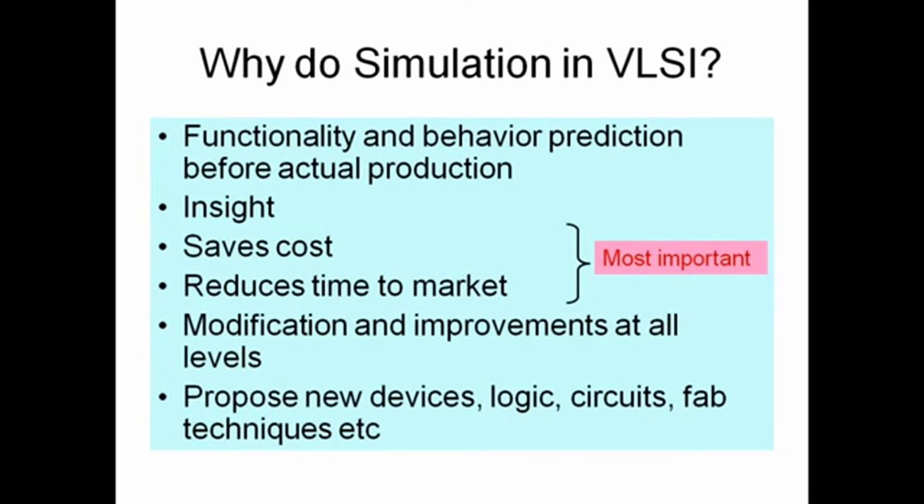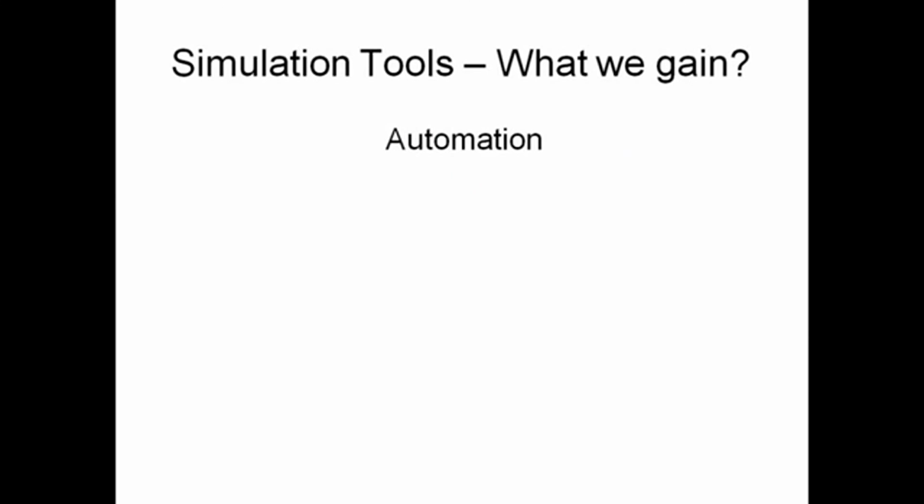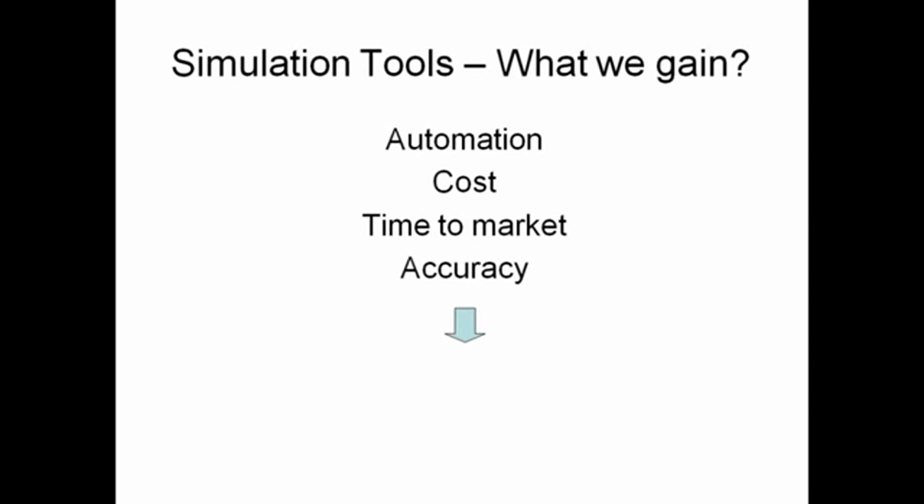So time to market is very important for your survival. So the kind of device simulation tools you can use, you can use computers to develop special software to simulate, which are known as tools. So what we gain is automation, cost reduction, time to market, and accuracy, because of course accuracy depends upon the type of mathematical model and the kind of computer hardware you are using.